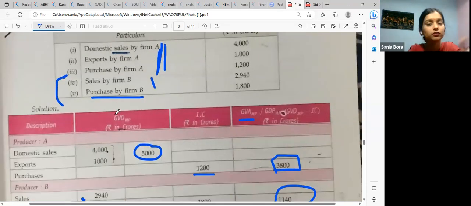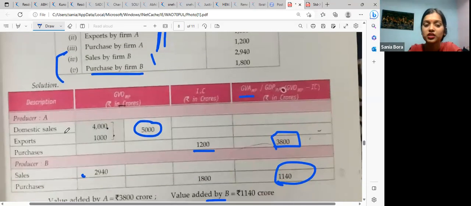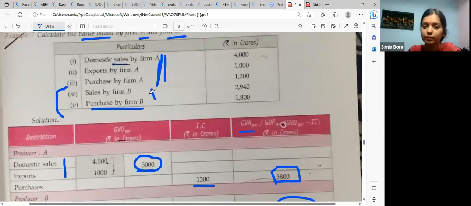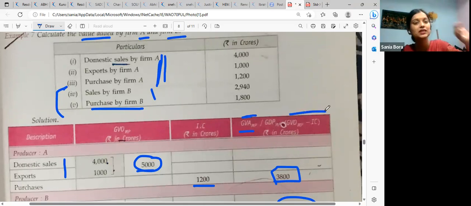So for example, over here, you have to calculate the value added. First of all, you have to calculate GVO at MP, which is domestic sales and export. So your GVO at MP is 5,000. Clear? For firm A? Yes, ma'am. And then you have to calculate GVA at MP, or GDP at MP. It is basically GVO at MP minus intermediate consumption. Intermediate consumption is also given as purchase. Purchase is always an intermediate consumption, right? So from this 5,000 you will subtract 1,200 and you will get 3,800. Clear?